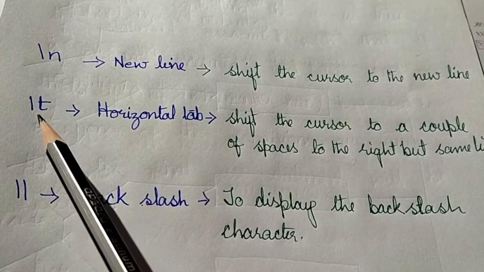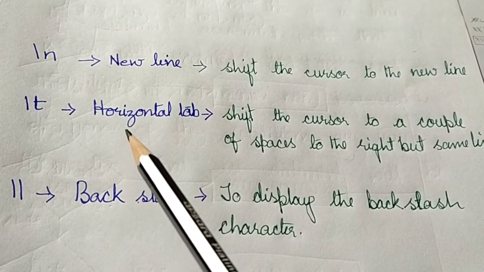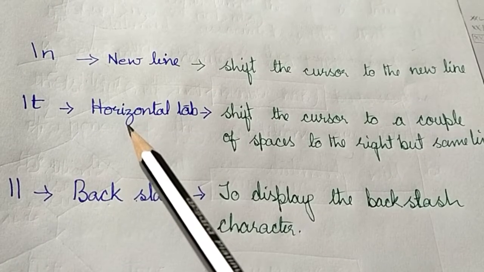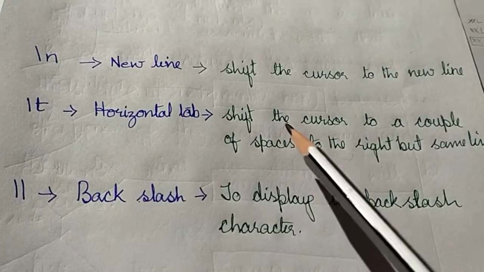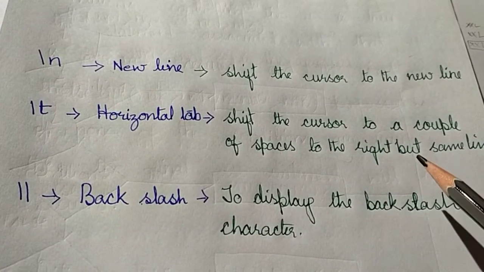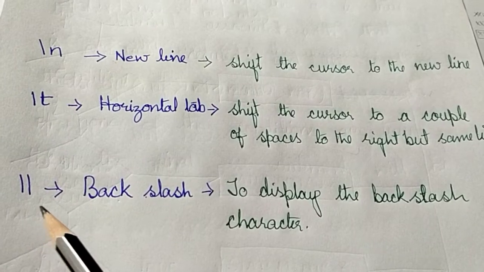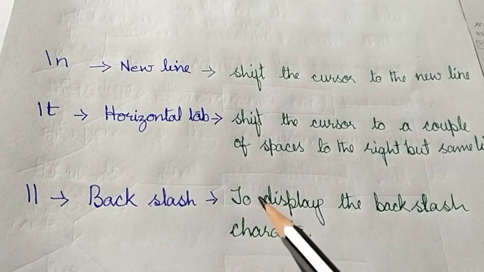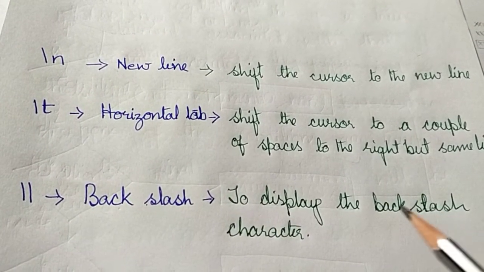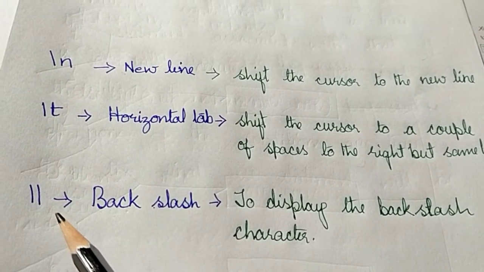Then I have \t. It is for the horizontal tab, and it will shift the cursor a couple of spaces to the right but in the same line. And the double backslash, if you want to display a backslash character, that time you use the double backslash.